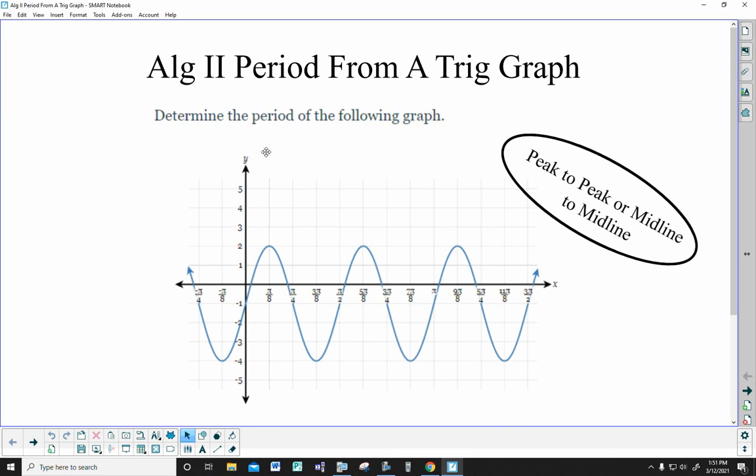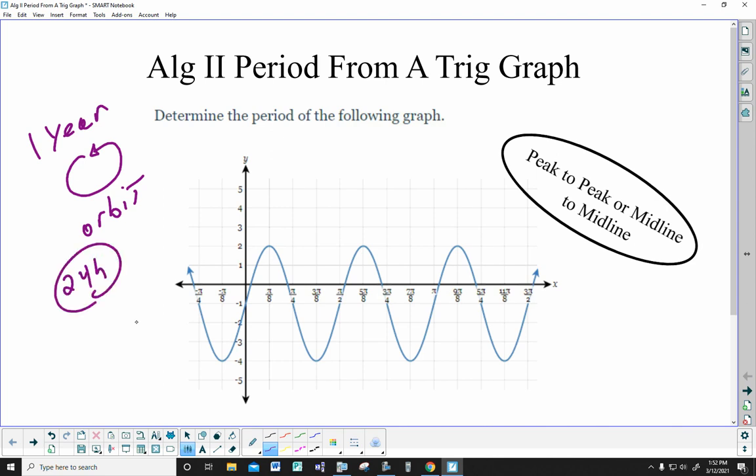Hello, everybody. So, podcast on finding the period of a graph. The period is the time it takes for something to repeat, like a year. That's the time it takes for us to go around the sun. The period of our orbit is 1 year. The period of a day is 24 hours. It's the time, it's the distance it takes before it starts repeating.